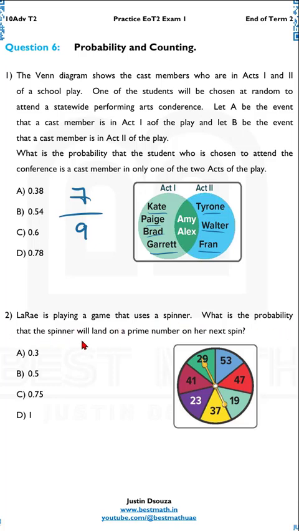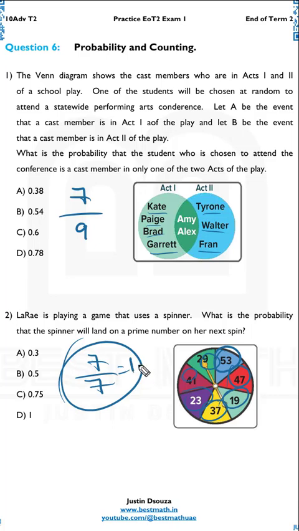Larry is playing a game that uses a spinner. What is the probability that the spinner will land on a prime number on next spin? Look at these numbers. 53 is a prime, 47 prime, 19 prime. All these are prime numbers. So the possibilities, all these numbers, 7 possibilities are there, and total possibilities are also 7. This is equal to 1 or 100%. So it's option D here.